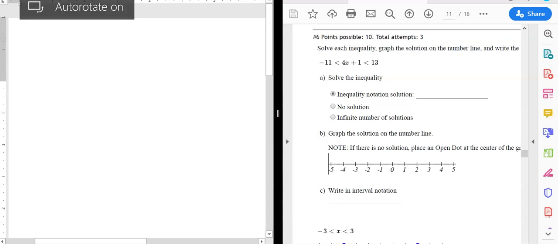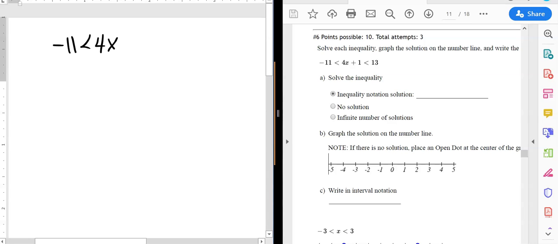Okay, so problem number 6 is a compound inequality. So this is two inequalities combined. So our goal is to make the middle here just x by itself. So I'm going to subtract 1, and whatever I do to the middle, I want to do to both sides.